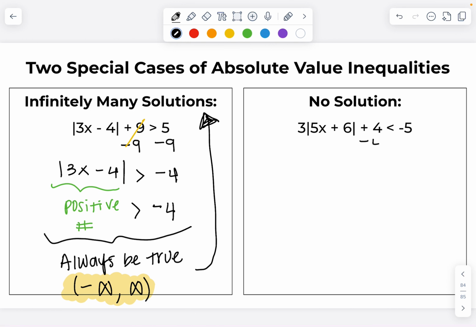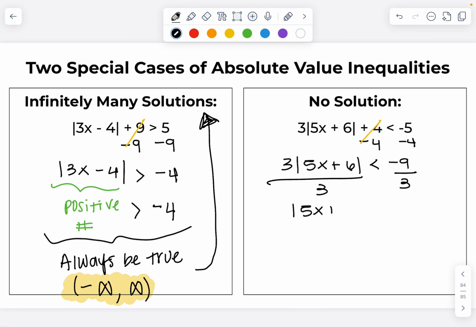Now, over here, let me follow kind of the same process. I'm going to isolate my absolute value. When I do that, negative 5 minus 4 is going to be negative 9. I'm going to divide both sides by 3. So the absolute value of 5x plus 6 is going to be less than negative 3.